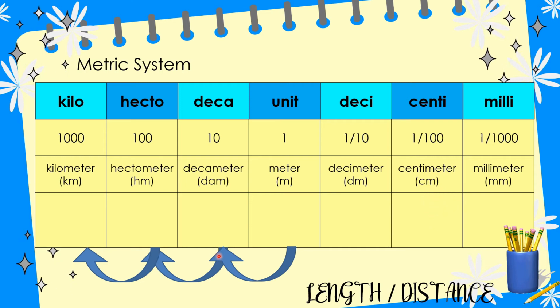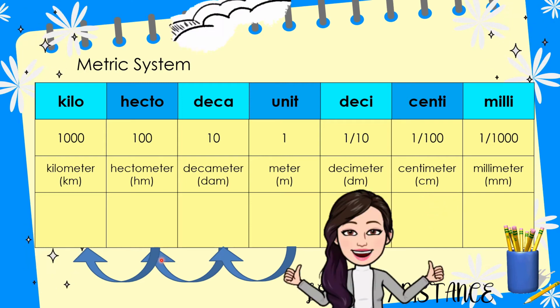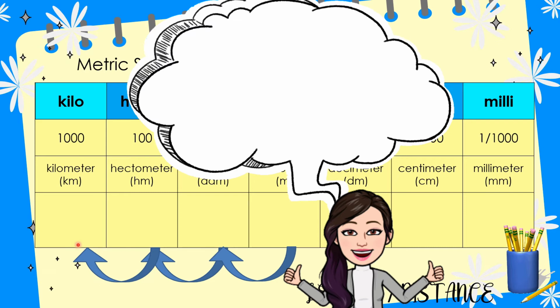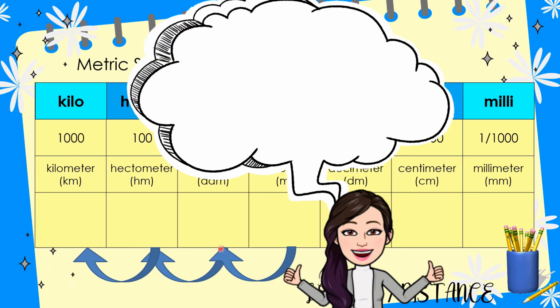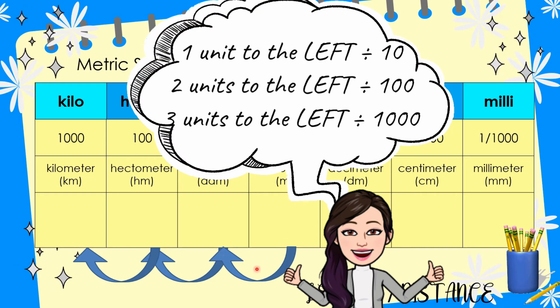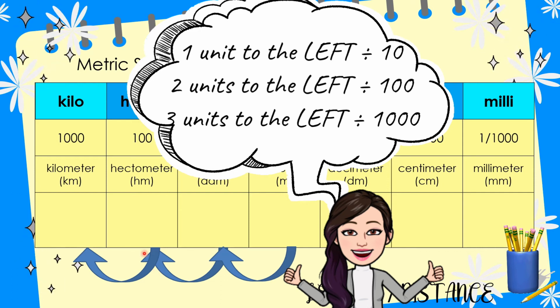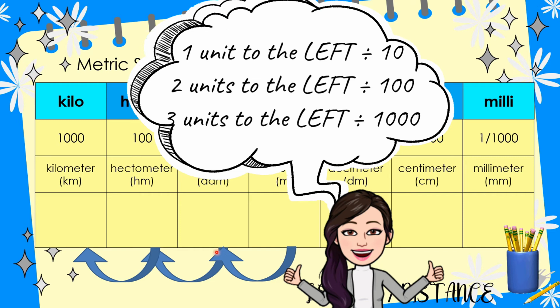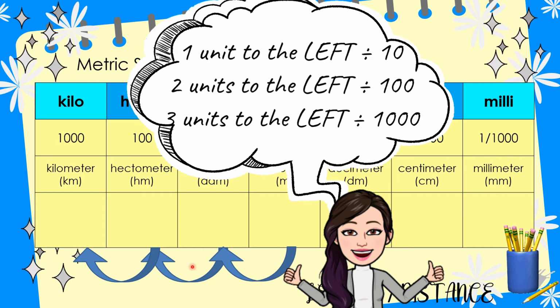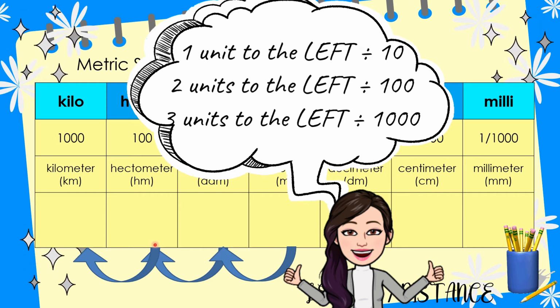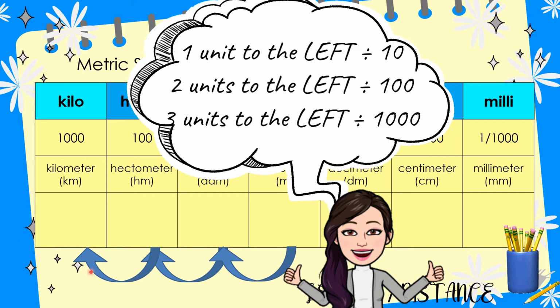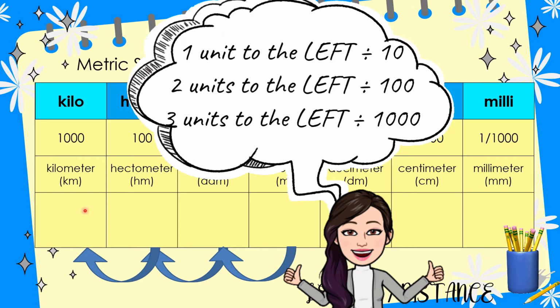Depende ang gagamitin nating divisor, depende sa layo nila sa isa't isa. Kapag 1 unit away lang, divided by 10. Kapag 2 units away, that would be divided by 100. Bakit naging 100? Kasi kada unit 10, so pangalawang unit 10 times 10, that would be 100. At kapag 3 units away na, that would be 1,000.